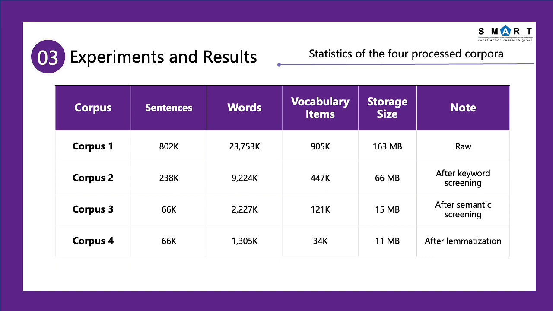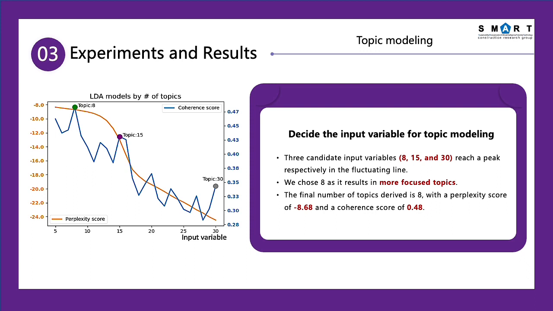This is a breakdown of the 4 corpora that we have formed during the whole process. The figure shows the perplexity score and coherence score with the different numbers of topics that we tried. Three candidate input variables, 8, 15, and 30, reach a peak respectively in the fluctuating line, as you can see in the figure. We chose 8 as the final number of topics, as it results in more focused topics, considering the perplexity and coherence score.